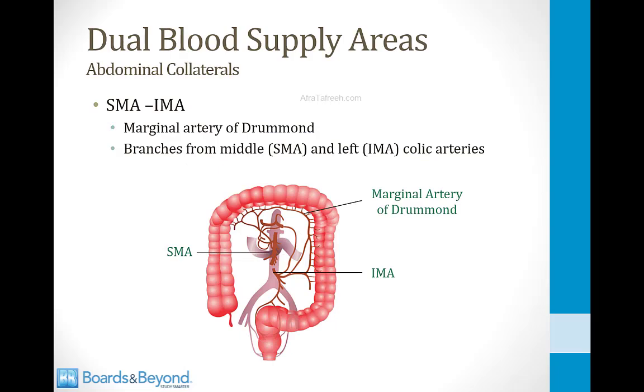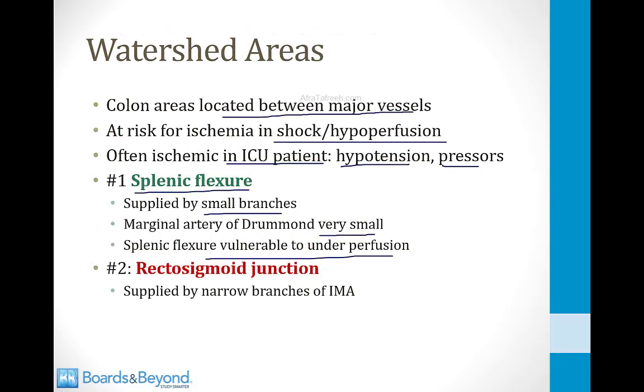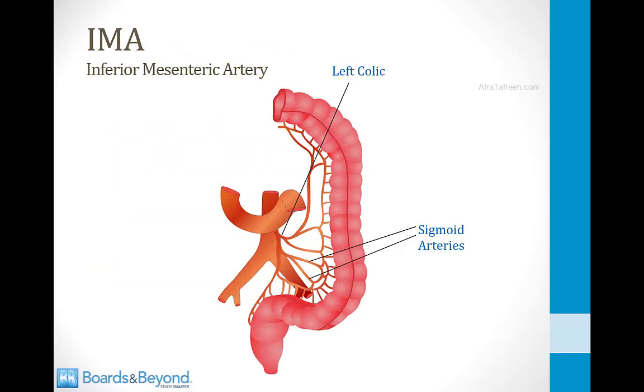If we go back to this slide, this is the marginal artery of Drummond, and the splenic flexure here is the furthest away from the SMA or the IMA, so being that far away from both of the blood vessels that supply the marginal artery of Drummond sets it up for ischemia if there is systemic hypoperfusion. The second watershed area is the rectosigmoid junction. This portion of the colon is supplied by narrow branches of the IMA, and this sets it up for ischemia. If we go back here to our picture of the inferior mesenteric artery, the rectosigmoid junction in here is supplied by narrow branches off the IMA, and it tends to be vulnerable to ischemia just like the splenic flexure.